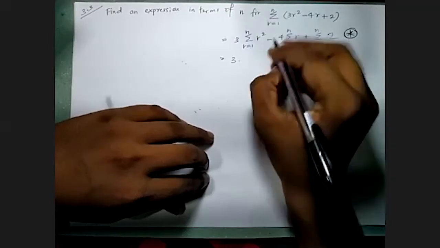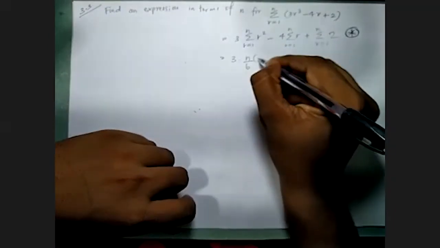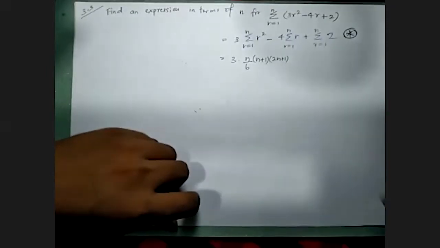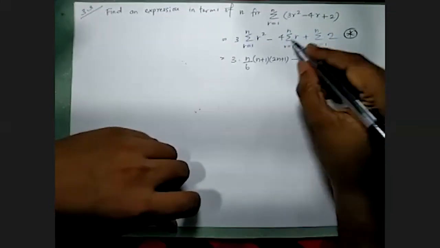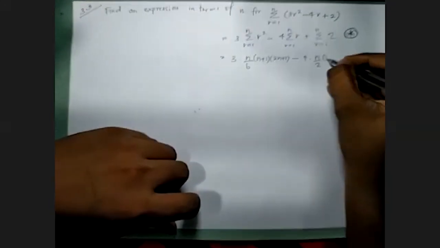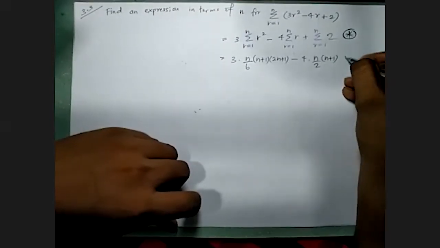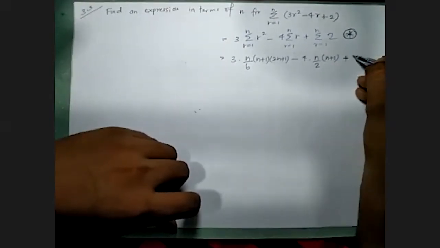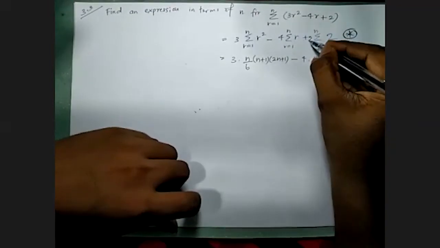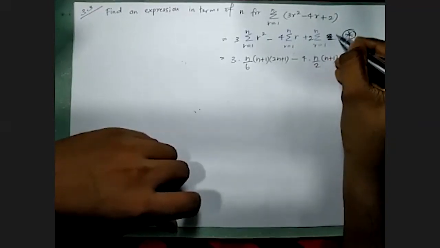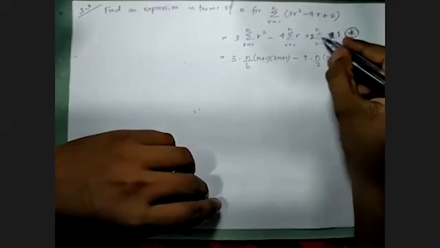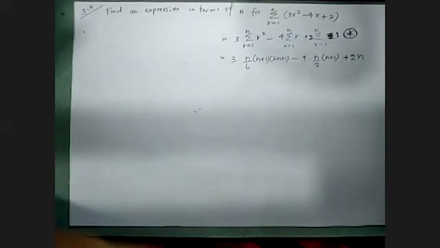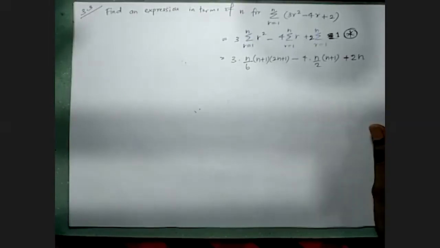Sigma r square, what was the answer? n over 6 into n plus 1 into 2n plus 1, minus 4 times, what is the answer for sigma r? n over 2 into n plus 1, plus 2 times sigma 1. Take the 2 coefficient out, then sigma 1 is n, and that becomes 2n.